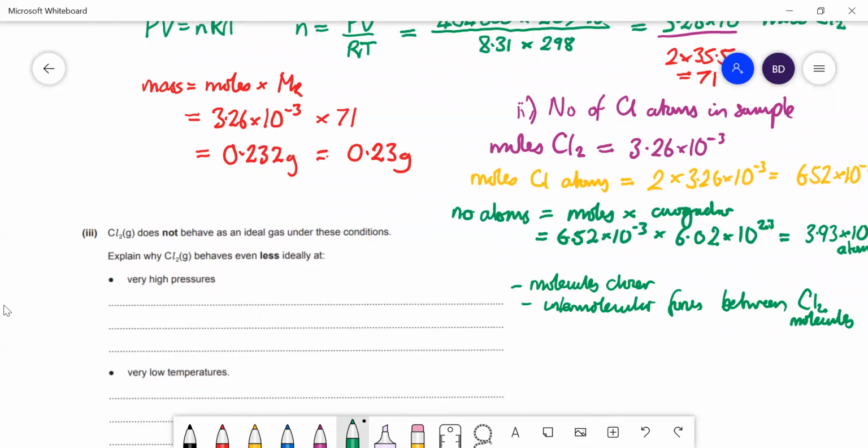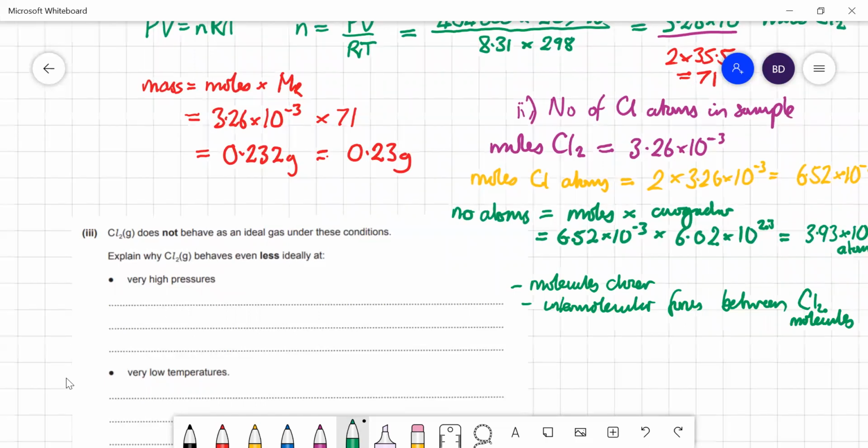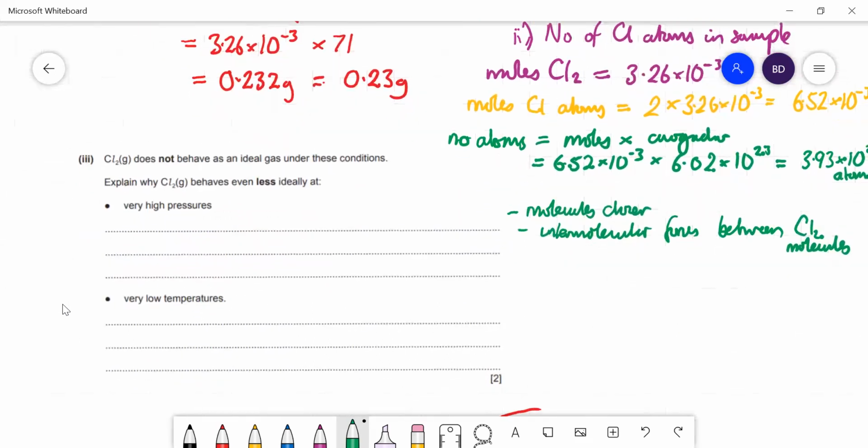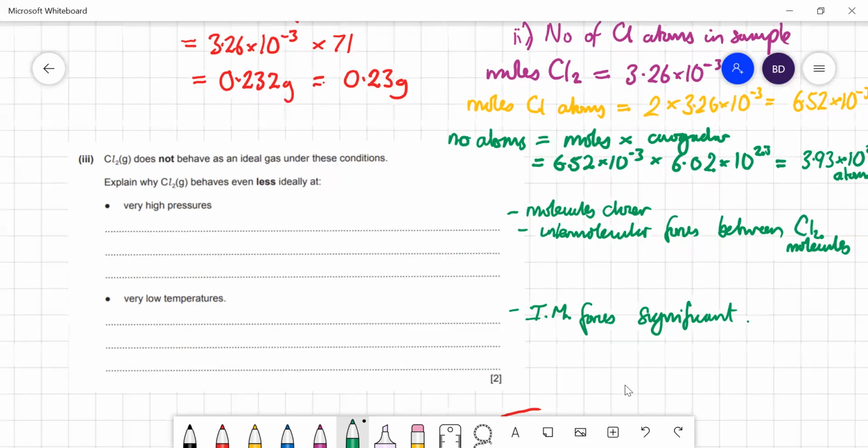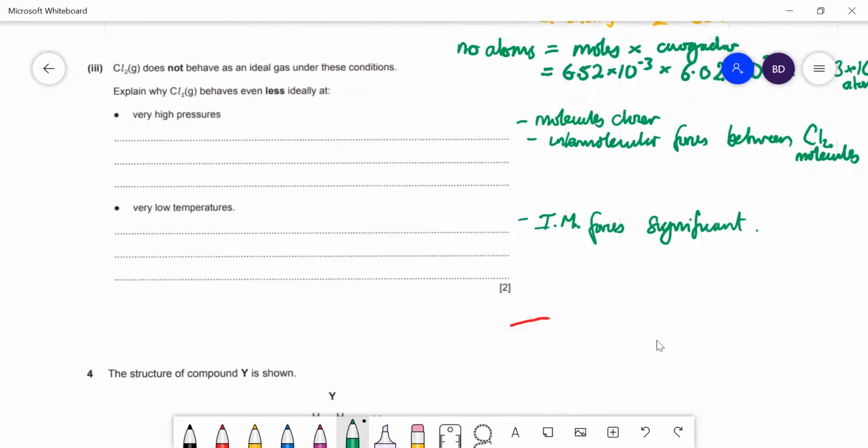So that's another reason. At very low temperatures, why does it behave less ideally? It is because the molecules have got less kinetic energy, and so they are attracted to each other. The intermolecular forces between the molecules are significant. Okay, well, again, the ideal gas law states the volume of the gas molecules is 0 and there are no attractions between the molecules, which is not true of those two things.